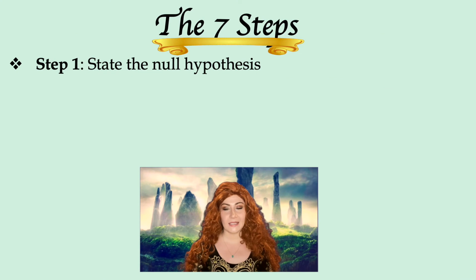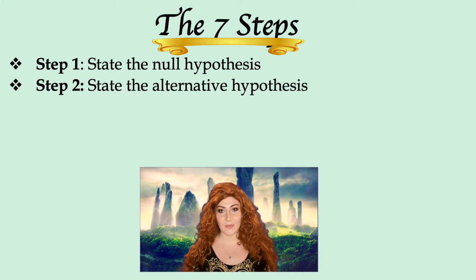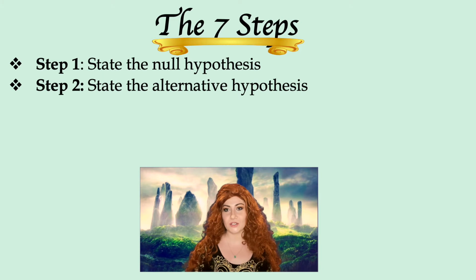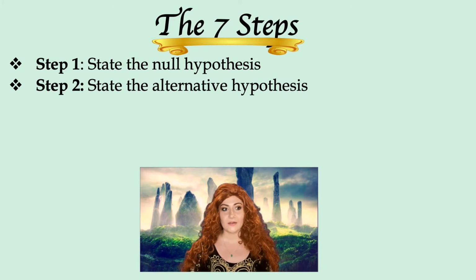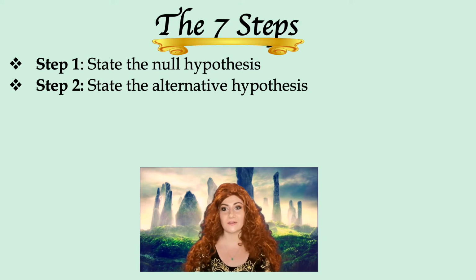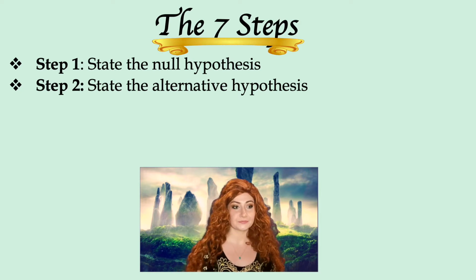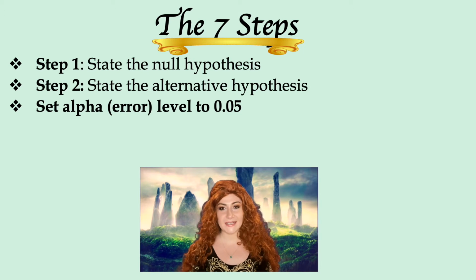Step 1 is simply to state the null hypothesis. Step 2 is to state the alternative hypothesis. And when we say state, it means just write a sentence about it. So the null hypothesis would be that there are no differences between group X and group Y. The alternative hypothesis would be that there is a difference between group X and group Y. Simple as that. Now, step 3 is setting an alpha error level.